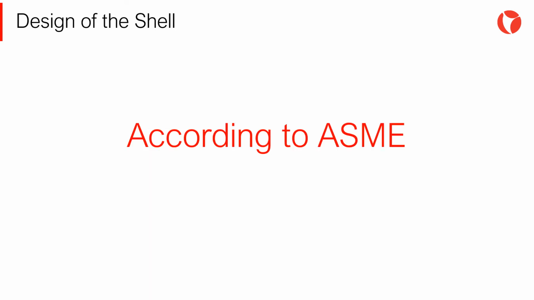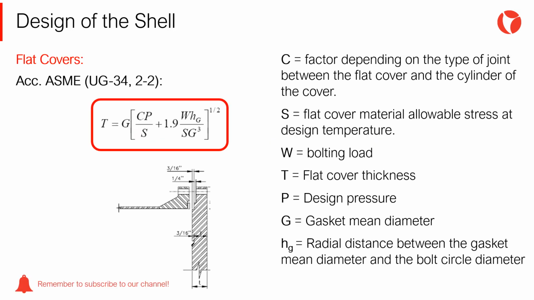Now let's review the proposed equations by the ASME code for flat covers. In this case, the required thickness according to the ASME code for flat covers is a function of a factor depending on the type of joint between the flat cover and the cylinder, the flat cover material allowable stress at design temperature, the bolting load, the flat cover thickness, the design pressure, the gasket mean diameter, and the radial distance between the gasket mean diameter and the bolt circle diameter.